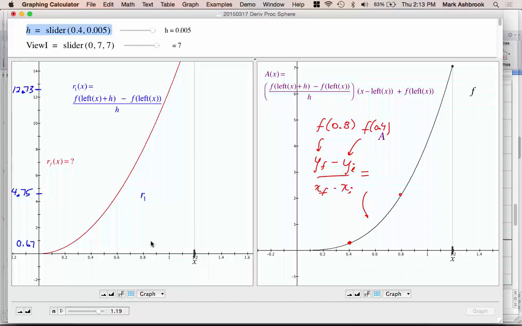Okay, so what is that exact rate function? It's the same. It's the approximate rate function for a sufficiently small h. And so one way to express that is what we call a limit. We write this notation, the limit as h approaches 0, which means really super small h, sufficiently small so that it makes no difference anymore between approximate and exact.